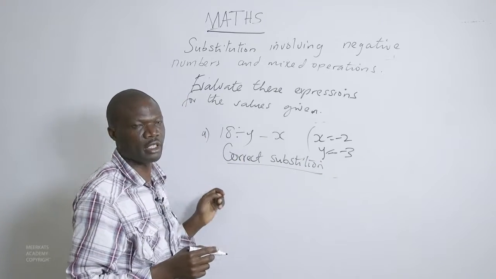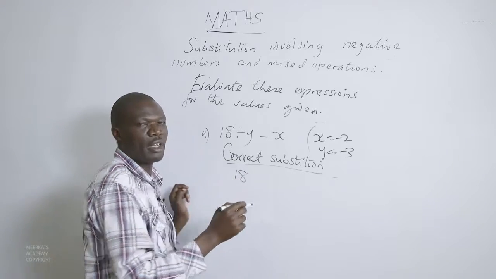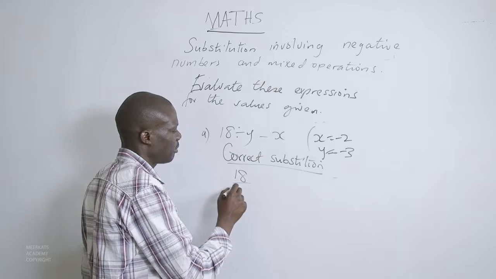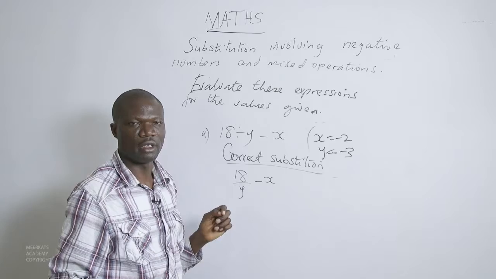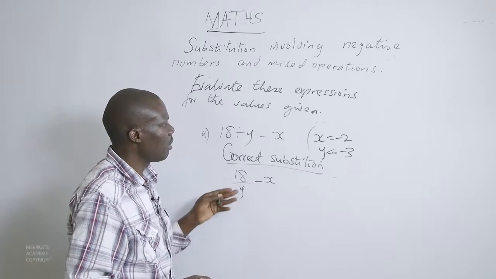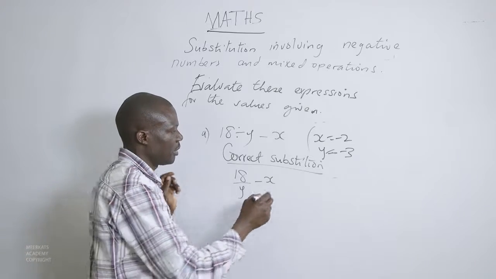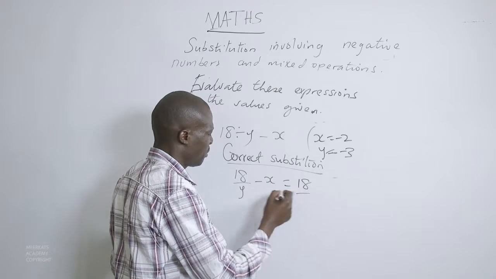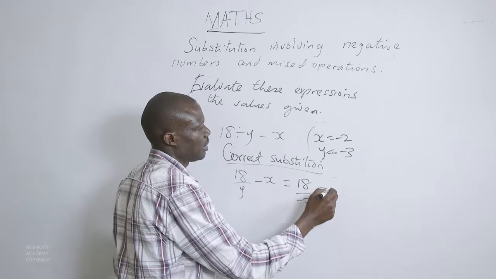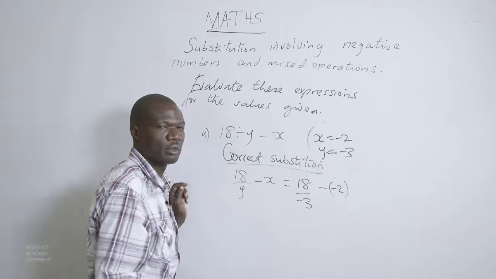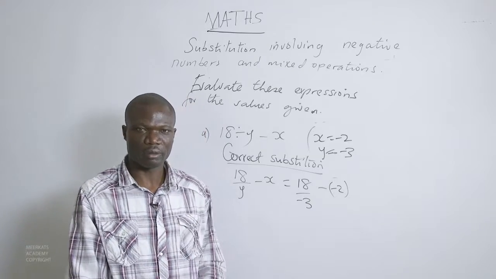And for this case, we shall have 18, which is a constant and a whole number, divided by y, which is simply the same as over y, and then minus x. But y is negative 3. So this one is the same as 18 over y, and y is negative 3, minus x, and x is minus 2. The bracket here is very important.